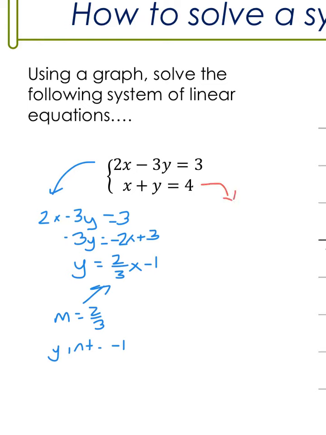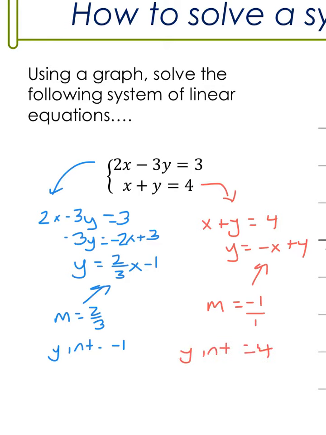Next, I'm going to get this into slope-intercept form by isolating y. And all I need to do is subtract that x from both sides. So in this equation, my slope is -1. And always slope is a ratio, so if it's an integer like this, it's really -1/1. And our y-intercept is +4.